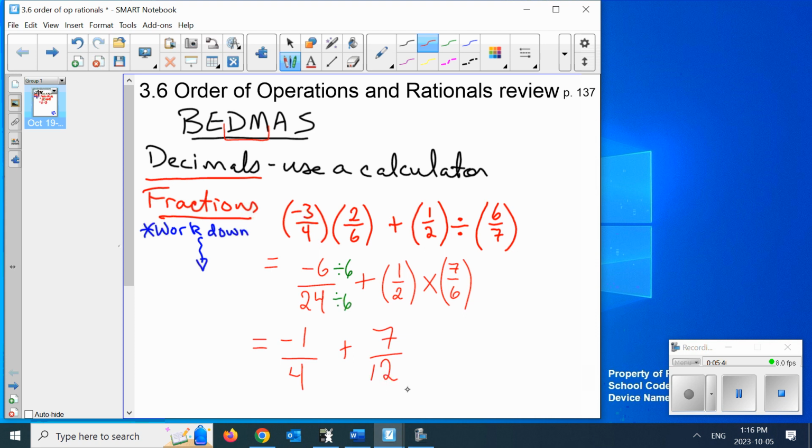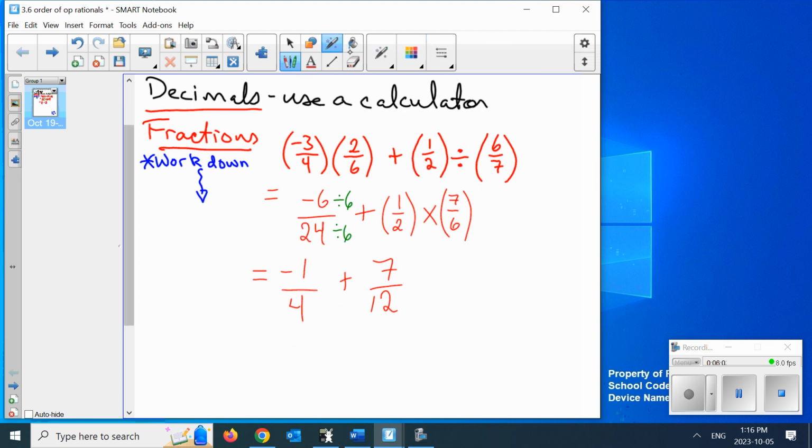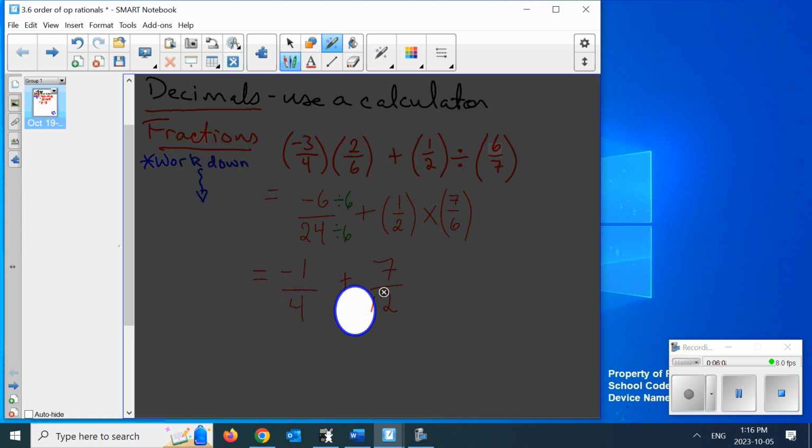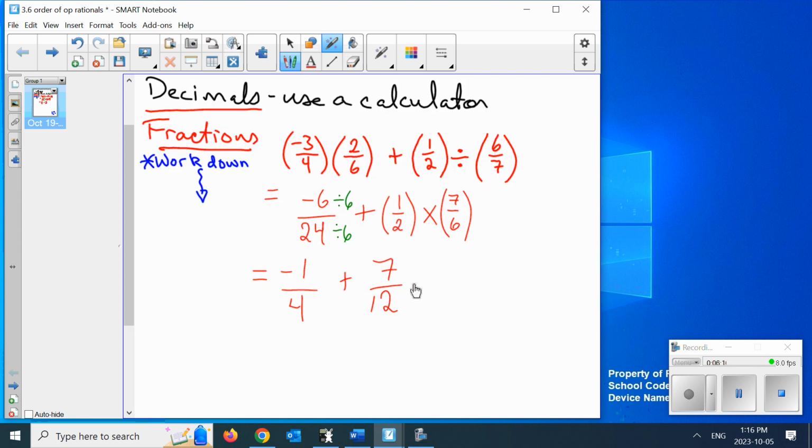This will take a little bit of paper here to do. There's no shortcut. You've got to show a lot of stuff. Okay, I see this. I've done multiplication, I've done division. Now I have to add. And adding is actually tougher than multiplying. Why? Because you need a common denominator. So what I'm looking for is a common denominator between 4 and 12.